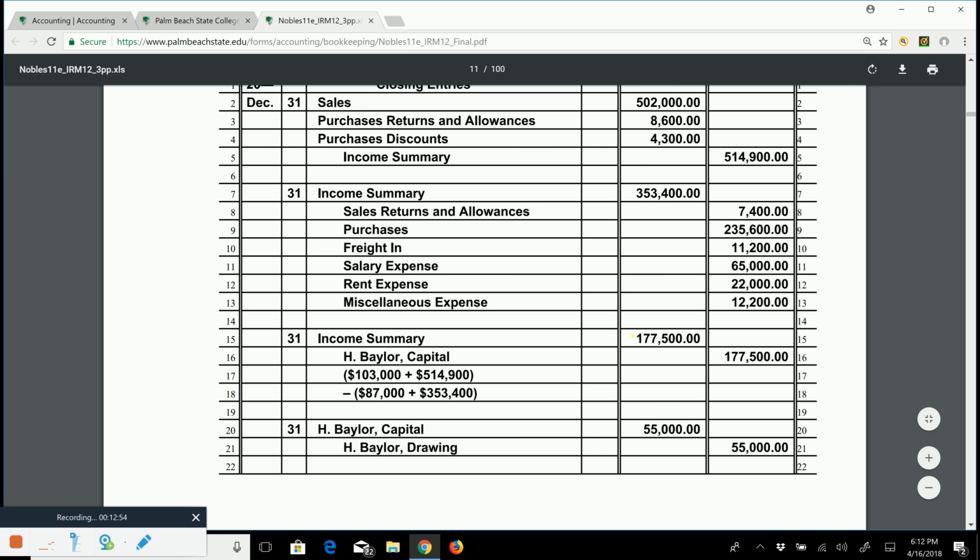I have to get rid of that credit balance. I will do so by debiting income summary. That gets rid of the income summary balance. It's gone, and it gets closed out directly to the capital account.